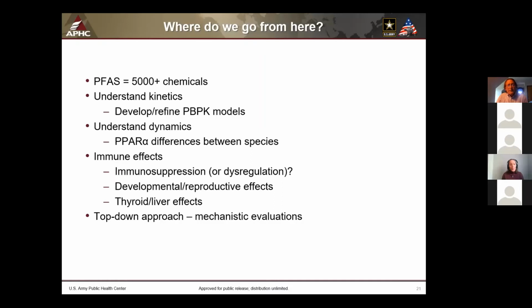Certainly there's developmental reproductive effects in mammals and thyroid liver effects. And I think a top-down approach will help us inform, and certainly risk assessment and understanding of what effects could be between species better.